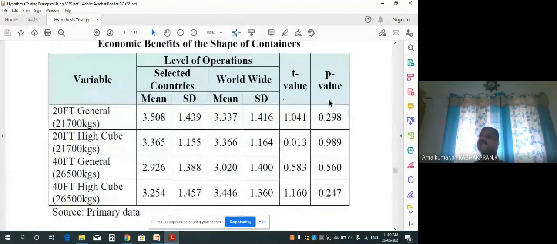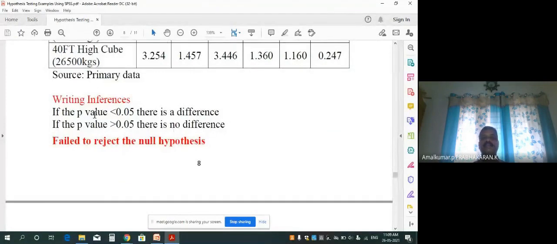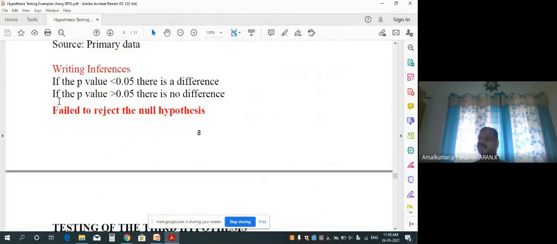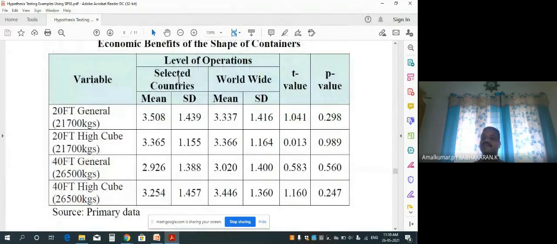and a p value. Finally, the decision is based on the p value, similar to the one sample t-test. If the p value is less than 0.05, there is a significant difference between the worldwide operating companies and the selected country oriented companies for choosing the different shapes of containers. If the p value is greater than 0.05, there is no significant difference between them. Based on that, we are taking the decision.